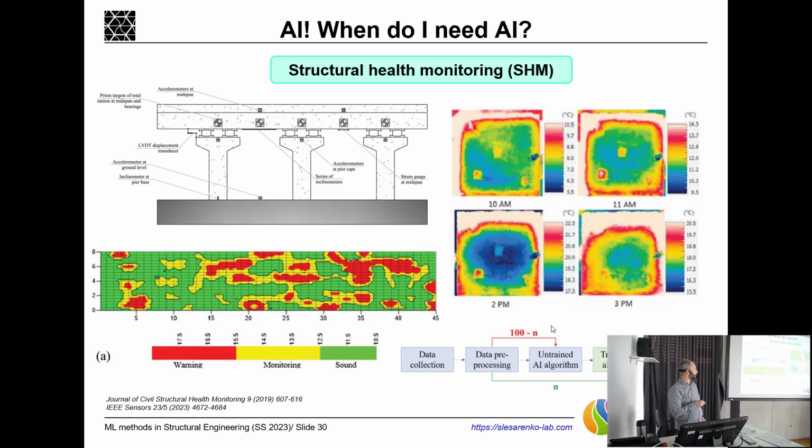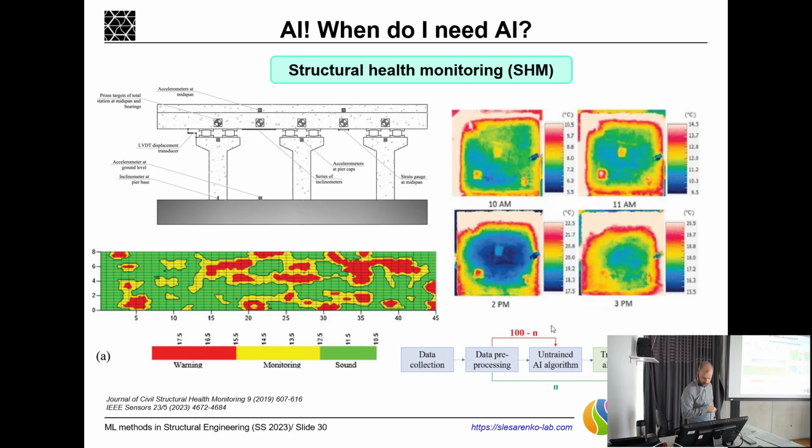So for instance, this is also a concrete slab, and green zones are safe zones, but we see some red elements basically telling us that there is a chance that in this particular location something may happen, a crack will grow or everything will collapse. And here it's more or less a classical pipeline: data collection, data pre-processing.